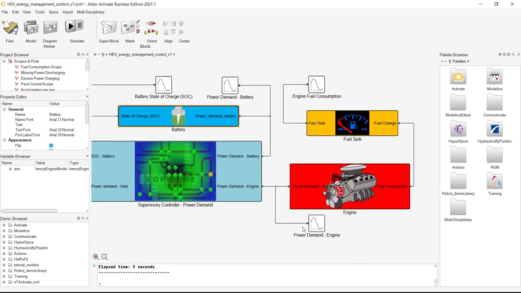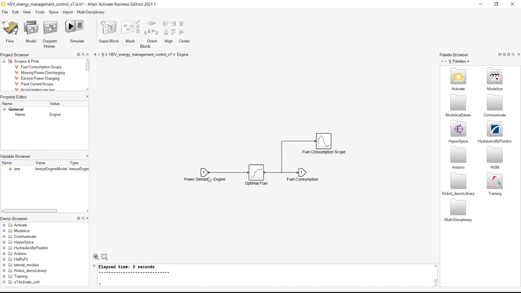And then in our engine block, we have our power demand, and then a simple lookup table that allows us to determine the fuel consumption based on our power demand at every moment in this simulation. So the immediate fuel consumption based on the power demand.